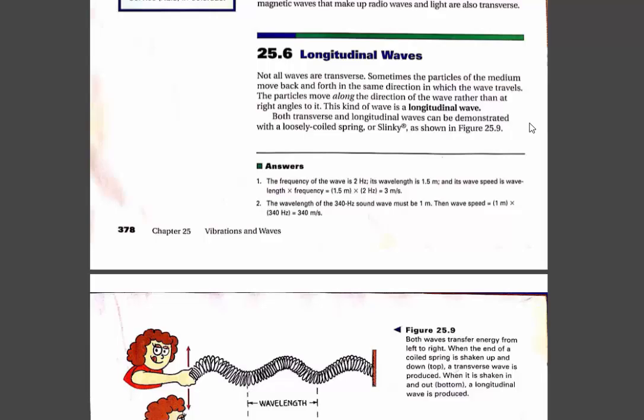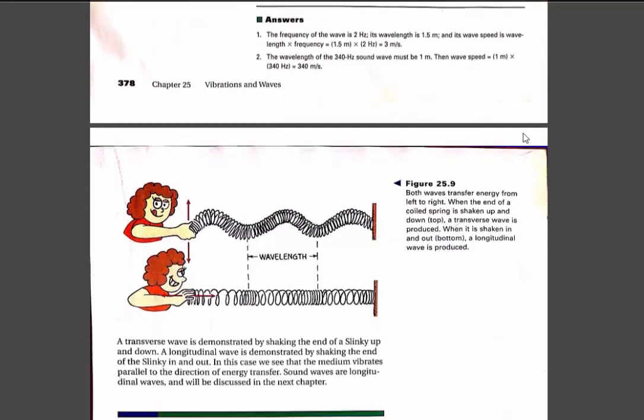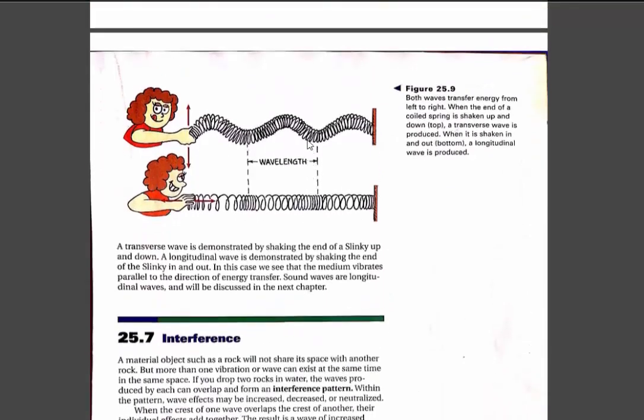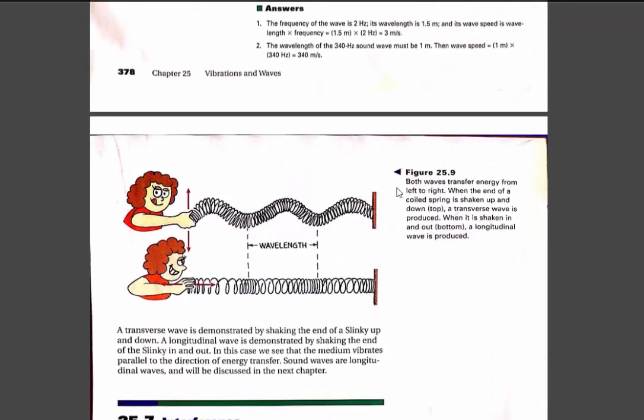Both transverse and longitudinal waves can be demonstrated with a loosely coiled spring or slinky as shown in figure 25.9. Here's figure 25.9. Both waves transfer energy from left to right. When the end of the coiled spring is shaken up and down, in the top picture, a transverse wave is produced. When it is shaken in and out, in the bottom picture, a longitudinal wave is produced.